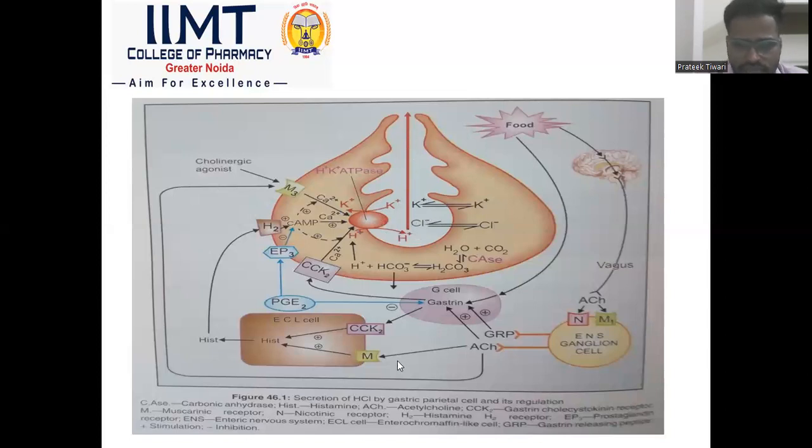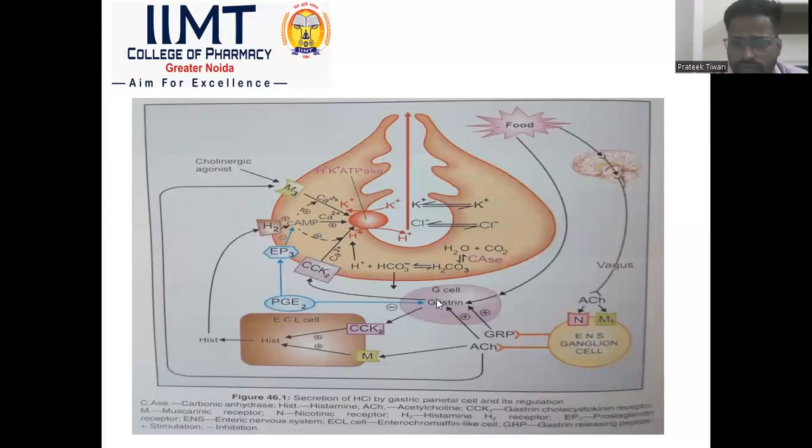So this is the first mechanism. In the second mechanism, ACh binds to the muscarinic receptor present on the ECL cell, and gastrin binds to the CCK2 receptor present on the ECL cell, which triggers the release of histamine. This histamine binds to the H2 receptor and activates the cAMP pathway, which leads to the secretion of calcium, and this calcium leads to activation of the hydrogen-potassium ATPase pump. So again, the formation of acid takes place through this pathway.